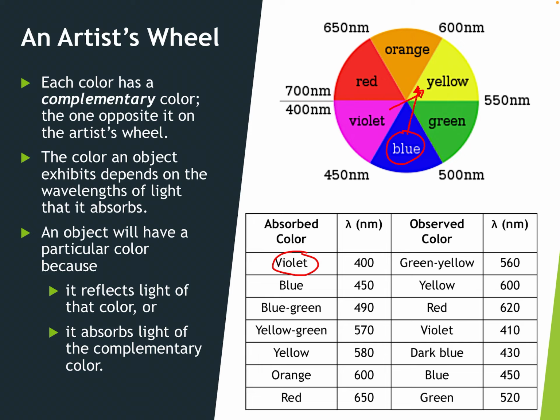Or, if it's blue, it's going to look more yellow, right? We're going to go across, or you might say orange across, okay? But it's always going to look like the complementary color. If it absorbs blue, that doesn't mean it's blue. Usually we're going to look just directly across the color wheel and see what that is.